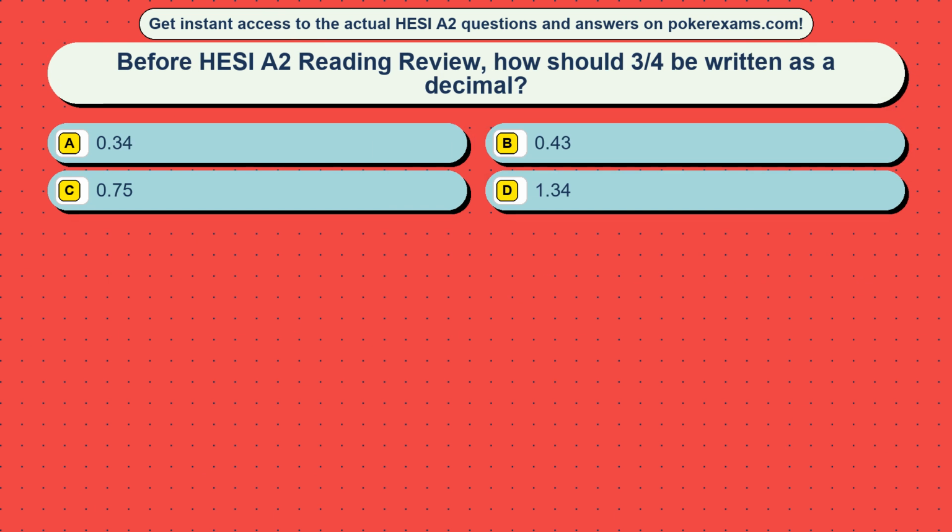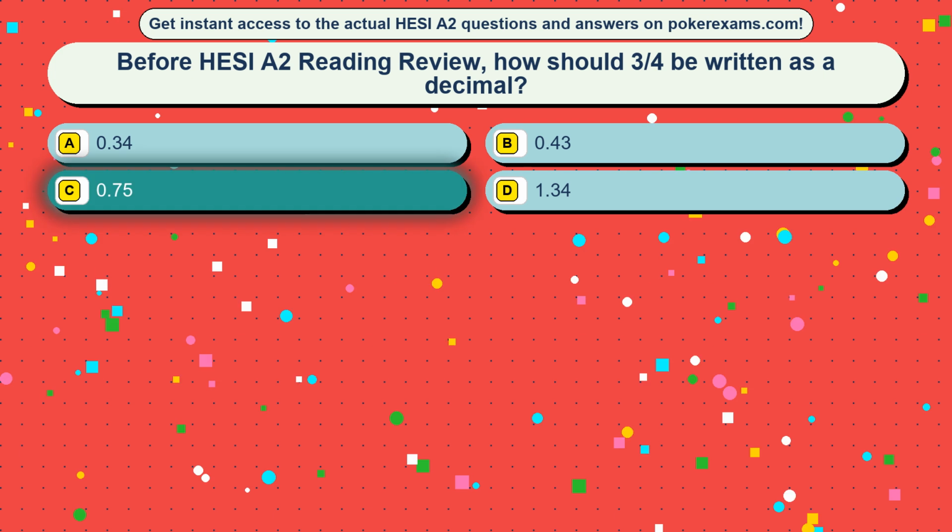Question 25. Before HESI A2 reading review, how should 3/4 be written as a decimal? Option A, 0.34. Option B, 0.43. Option C, 0.75. Option D, 1.34. The correct answer is option C, 0.75.